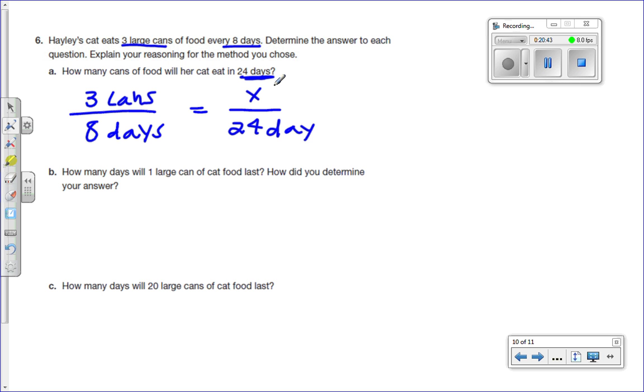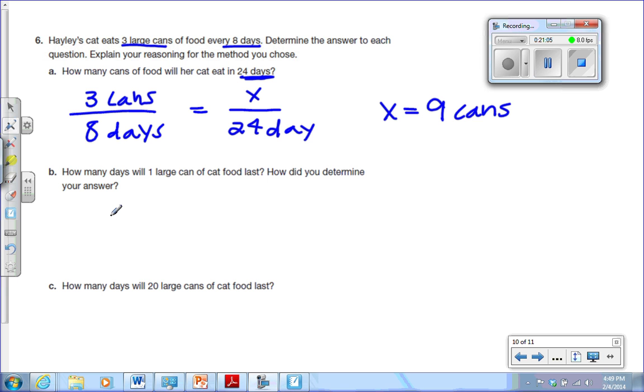You can cross multiply, or you can use the same scaling up methods we've been using. You should know that 8 times 3 gives me 24. So 3 times 3 would give me 9. So it would take her 9 cans for 24 days.